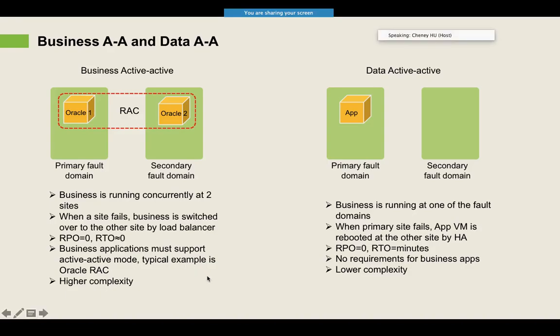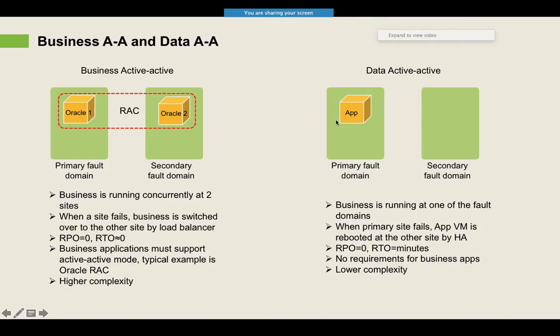But business active requires that applications must support active deployment mode. Otherwise there will not be business active. There's only data active. With data active, it can support all kinds of applications. Basically, no matter whether they are traditional applications or active applications, data active can be easily achieved.